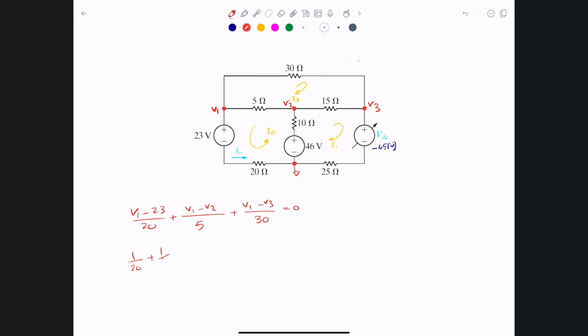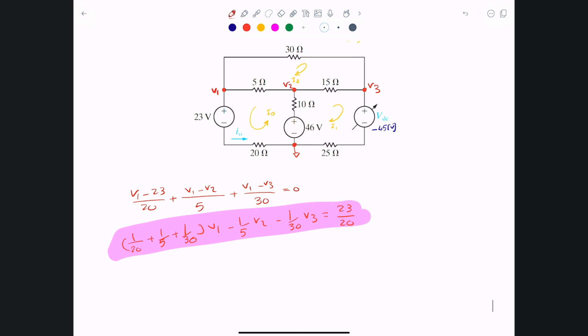Okay, so that's the first equation, and then we'll have to say, well, that's 1 divided by 20 plus 1 divided by 5 plus 1 divided by 30 V1 minus 1 divided by 5 V2 minus 1 divided by 30 V3, and that should be equal to 23 divided by 20. So that's the first equation in here, the first nodal equation.